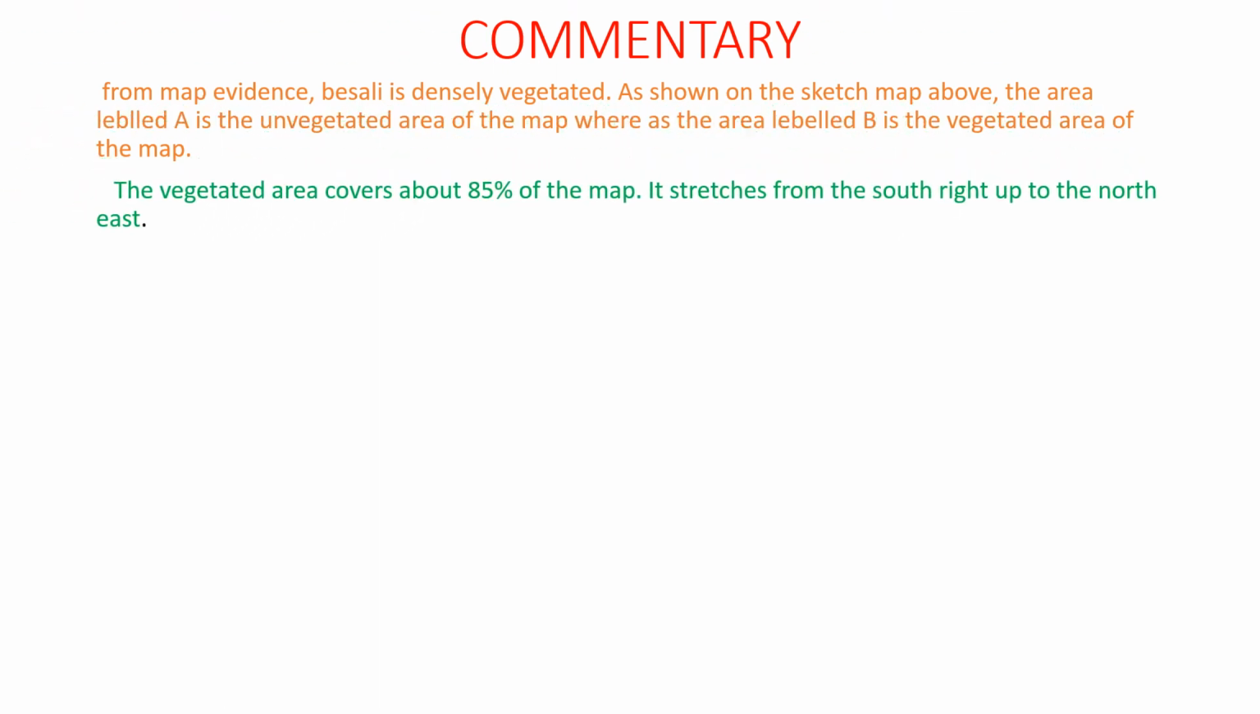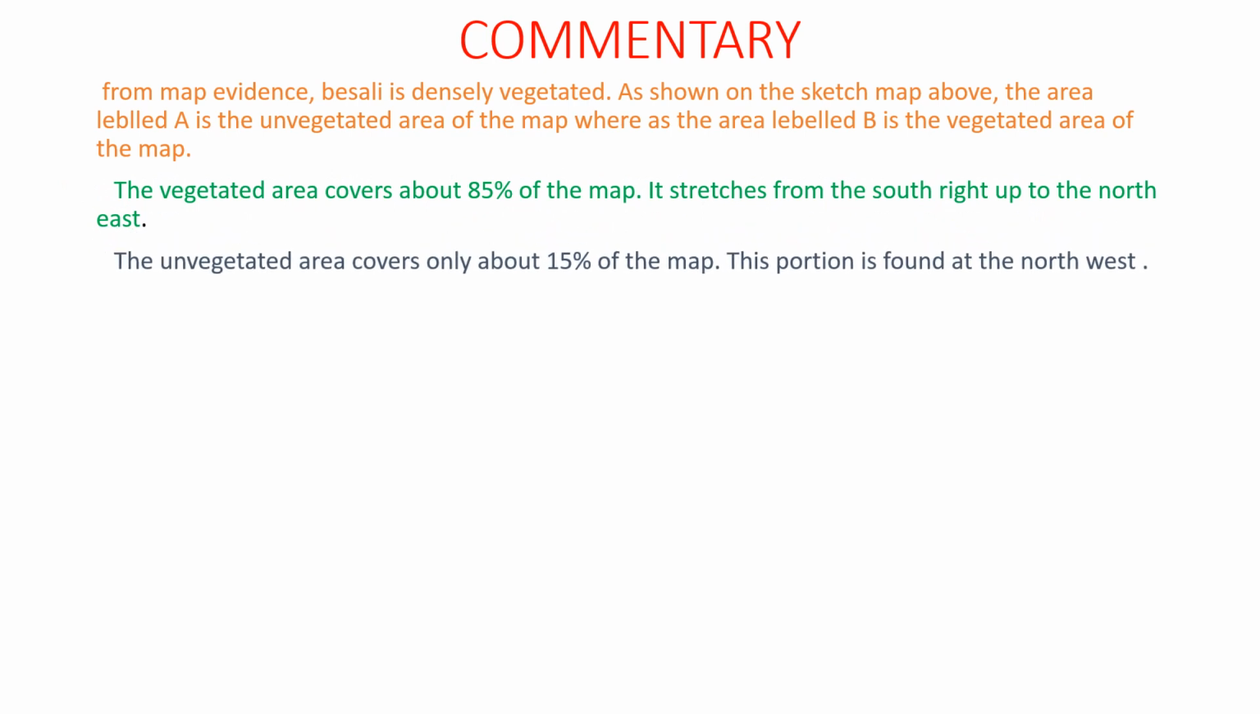The second thing, the vegetated area covers about 85% of the map. It stretches from the south right up to the northeast. Therefore, it starts from the south, goes right up to the northeast, excluding the northwest. The unvegetated area covers only about 15% of the map. This portion is found at the northwest. When you go to the northwest, you are not going to see any green grass there.